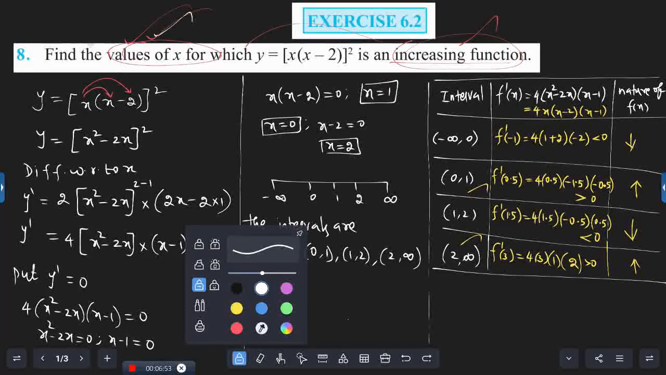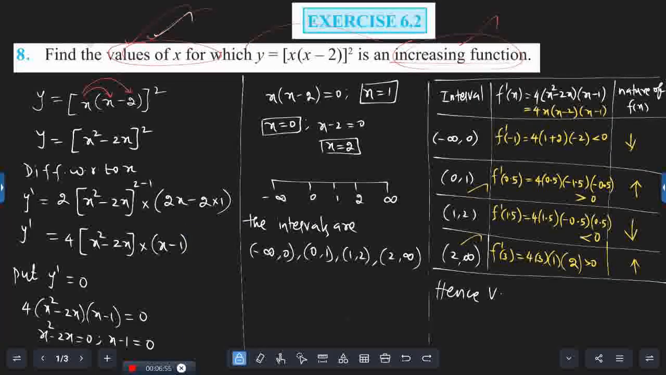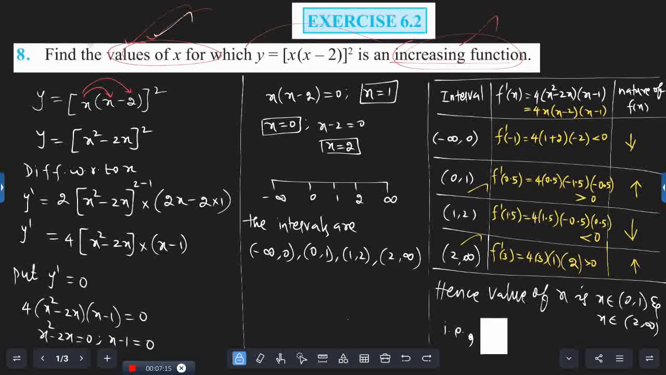So finally, what we have to give? Hence the value of x: x belongs to 0 comma 1 and x belongs to 2 to infinity. This you can write as 0 less than x less than 1, and 2 to infinity means 2 and above. So x greater than 2 you can say. That's it. Okay, x greater than 2. This is the required answer for the 8th one.